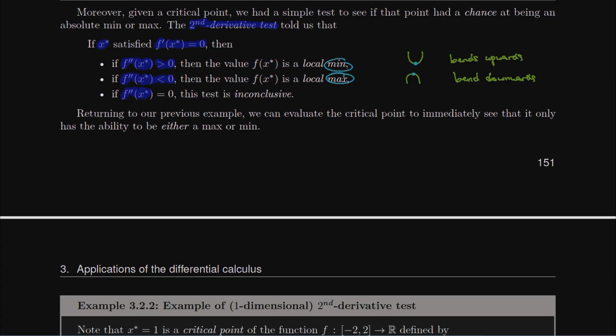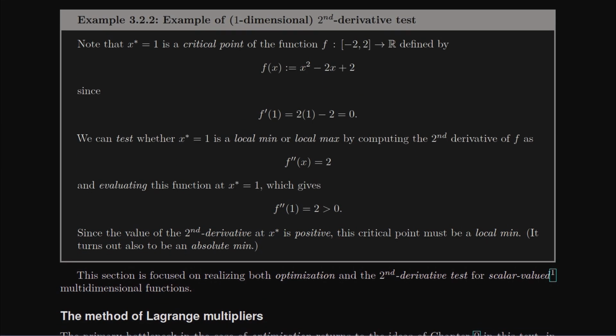And of course, the point would be a local maximum at the top of a downward pointing curve. And then if the second derivative is equal to 0, we unfortunately have an inconclusive test. But there's going to be an analog in higher dimensions for this test as well. So let's just see what that test looks like in one dimension first.